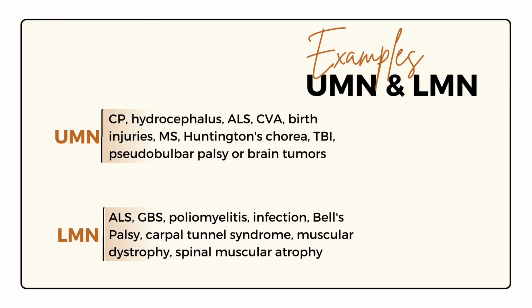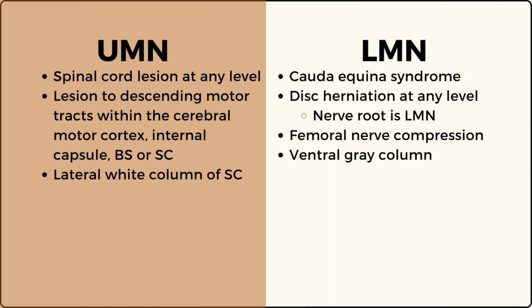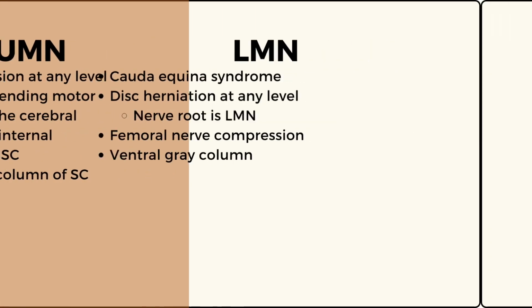Here I've provided different examples of diagnosis that is categorized as upper or lower motor neurons. I do want to point out that ALS makes the list of both because it can be either or. It just depends where the injury is. This slide just expands on where the injury could take place and what motor neuron signs and symptoms will appear.